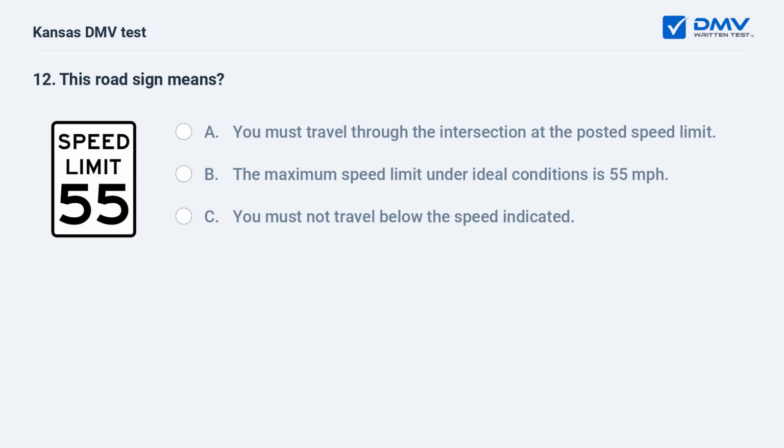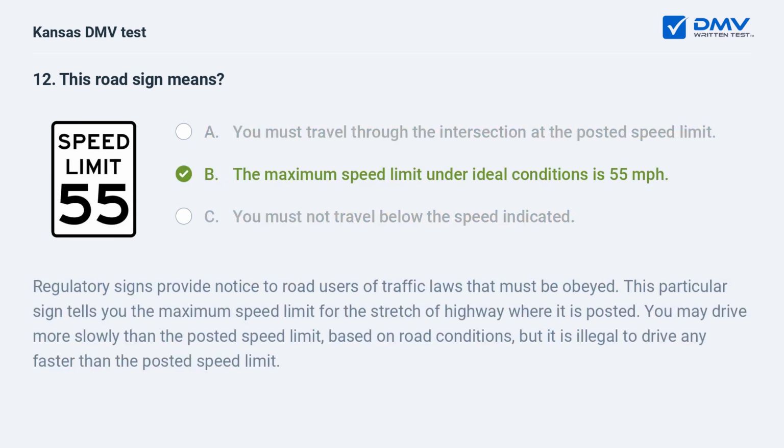This road sign means A. You must travel through the intersection at the posted speed limit. B. The maximum speed limit under ideal conditions is 55 miles per hour. C. You must not travel below the speed indicated. B. The maximum speed limit under ideal conditions is 55 miles per hour.